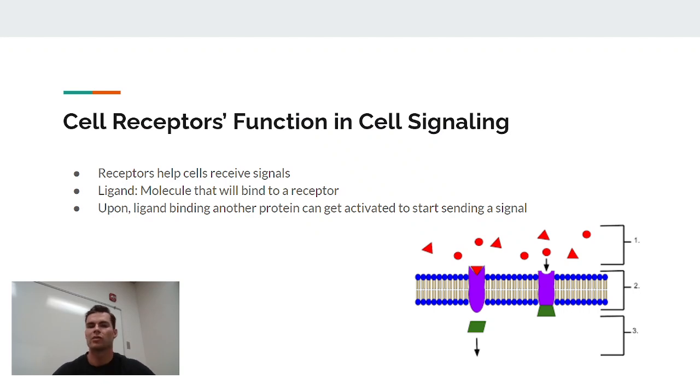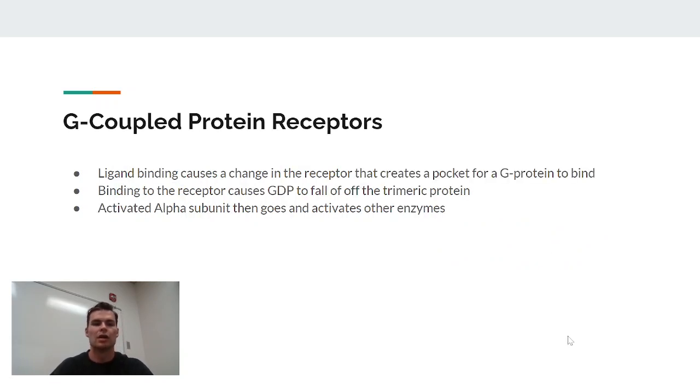So just for some basic information to get started on the function of cell signaling. Receptors are typically transmembrane proteins, meaning that they're a protein that goes all the way through the cell membrane, and they receive signals. These signals are typically ligands, which are molecules that will just bind a specific receptor. Then upon ligand binding, a signal will be activated and sent through the cell.